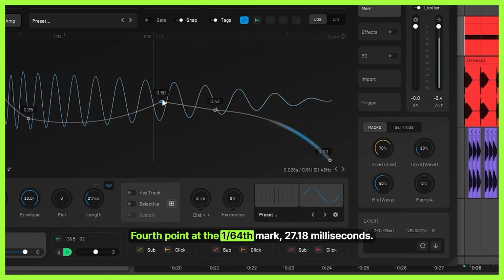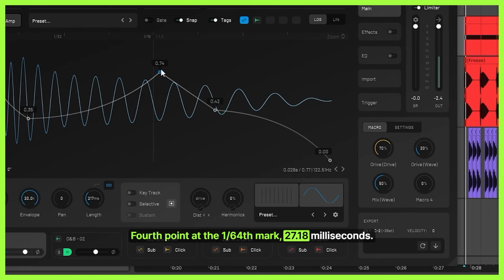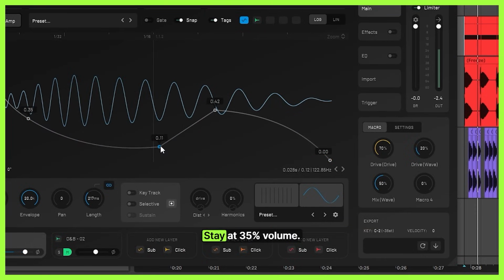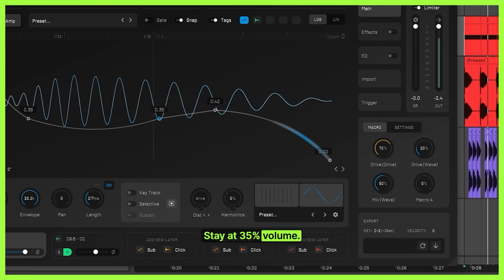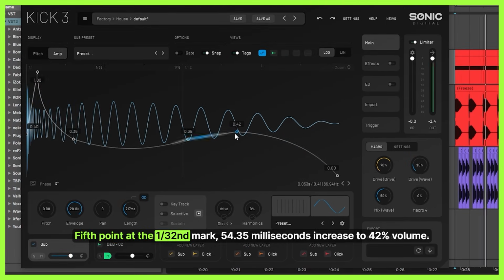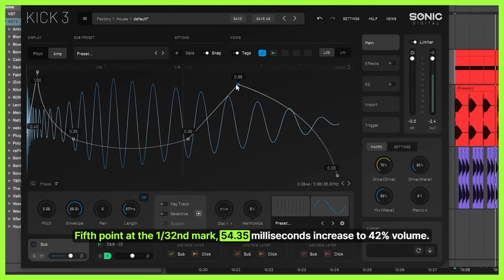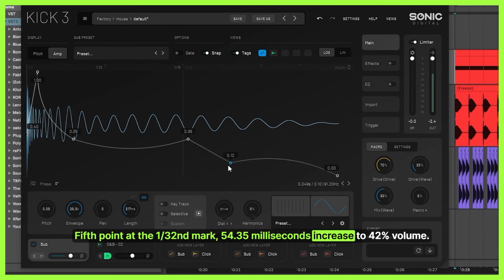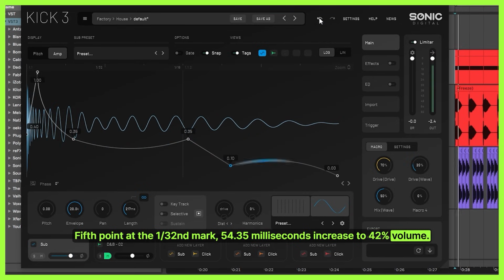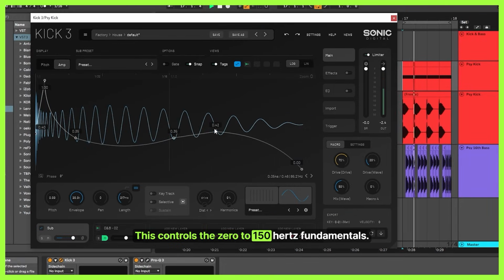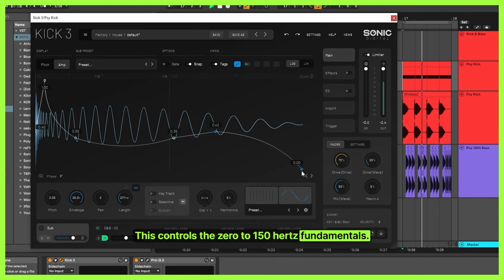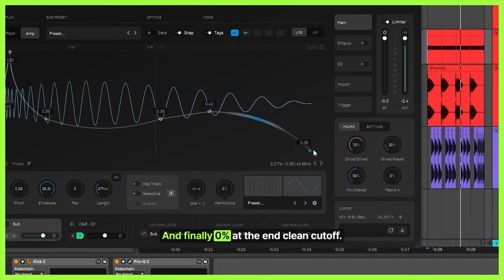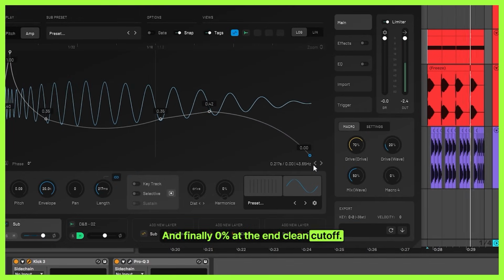Fourth point at the 1/64th mark, 27.18 milliseconds, stay at 35% volume. Fifth point at the 1/32nd mark, 54.35 milliseconds, increase to 42% volume. This controls the 0 to 150 Hz fundamentals. And finally, 0% at the end, clean cutoff.